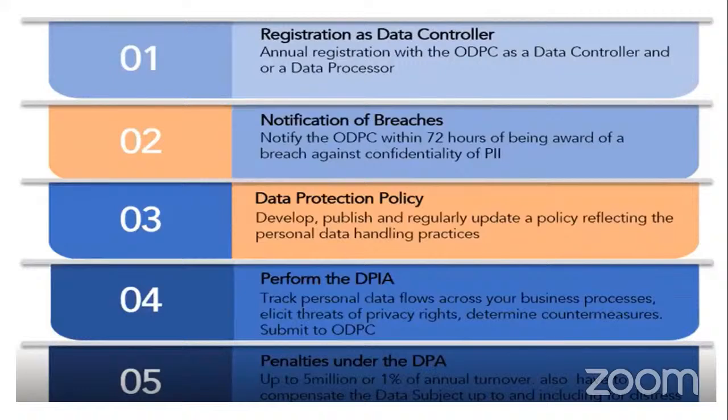And then the last one is a penalty. If you don't conform to the act, there's a penalty. Usually it's basically up to 5 million, or 1% of the annual turnover. So as a compensation, if there is a data breach.